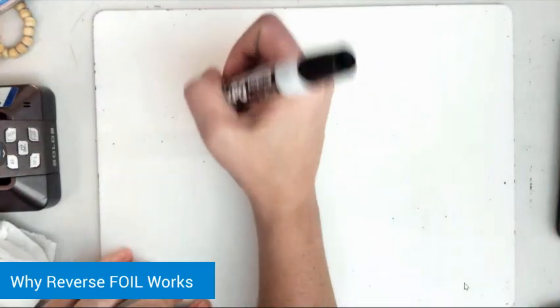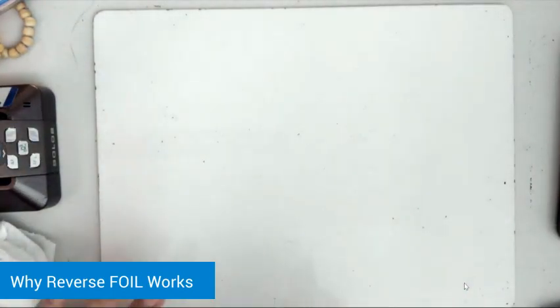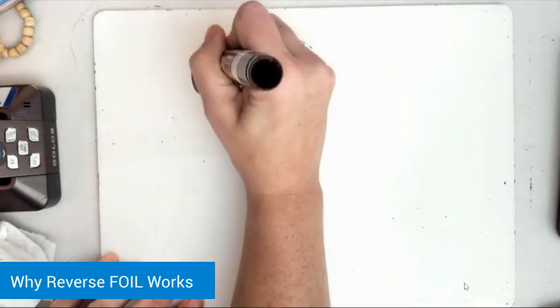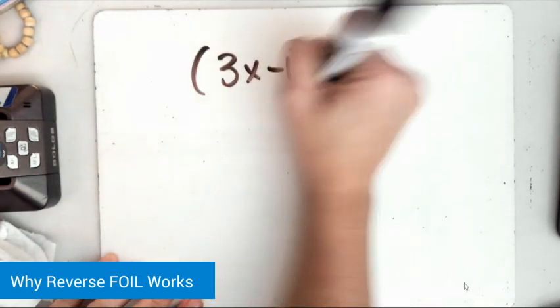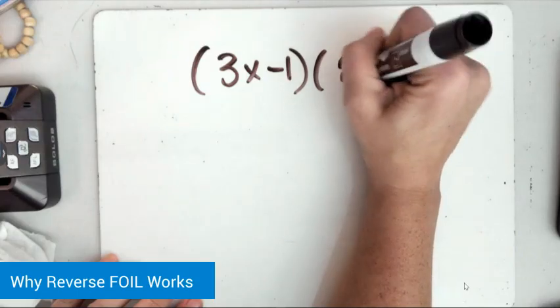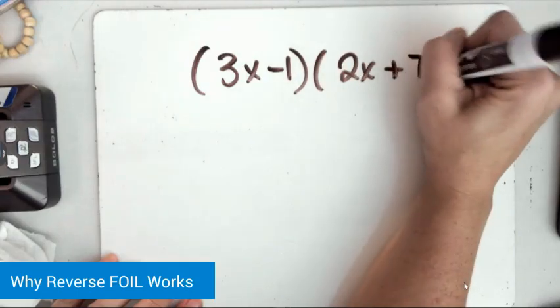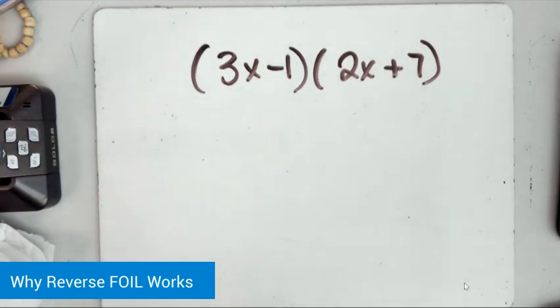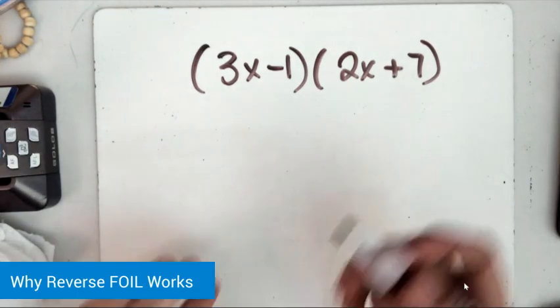Okay. This is not a question that is on your worksheet. Let's do 3x minus 1 times 2x plus 7. And I want to FOIL. It means the same thing as what we've been doing. Hey, if you're not writing down, you're looking at the board. You don't have to write down. If you are a visual learner, then watch.